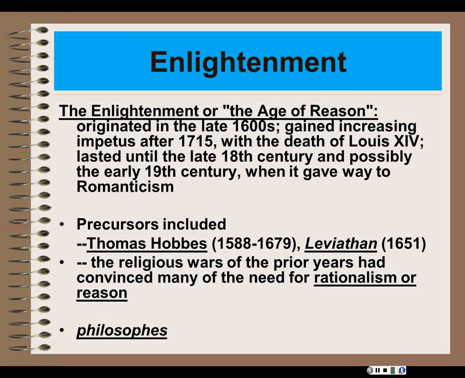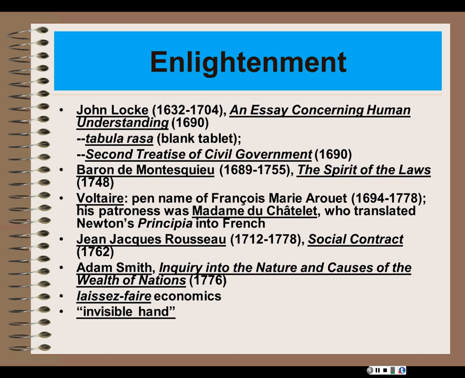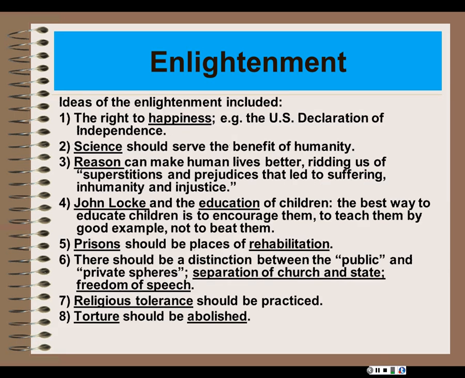And many of the folks who were great thinkers in this Enlightenment movement in France were called philosophes. So some of the great names of the Enlightenment were people like John Locke, and you've heard all this in American history, Baron de Montesquieu, Voltaire, Jean-Jacques Rousseau, Adam Smith, and they believed in all of these great things like economics, laissez-faire economics, where you just kind of leave things alone and let the rules of economics, whatever they are, work on their own. The invisible hand, literally, of economics.